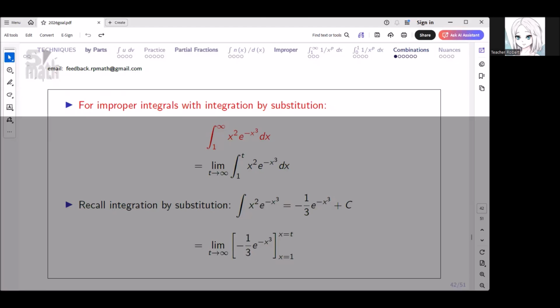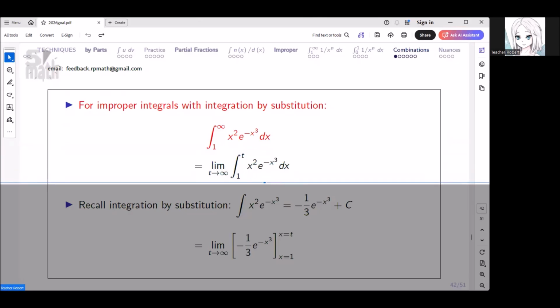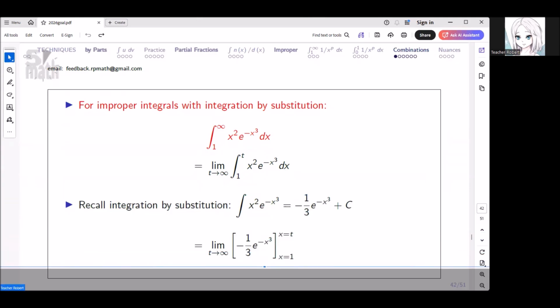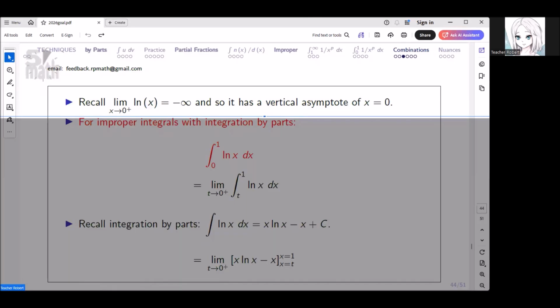For improper integrals with integration by substitution, integral 1 to infinity x squared e to the negative x to the power 3 dx. We get the following. We'll call integration by substitution. And here are the calculations. We recall the limit as x goes to 0 from the positive side, ln x equals minus infinity. And so it has a vertical asymptote at x equals 0.